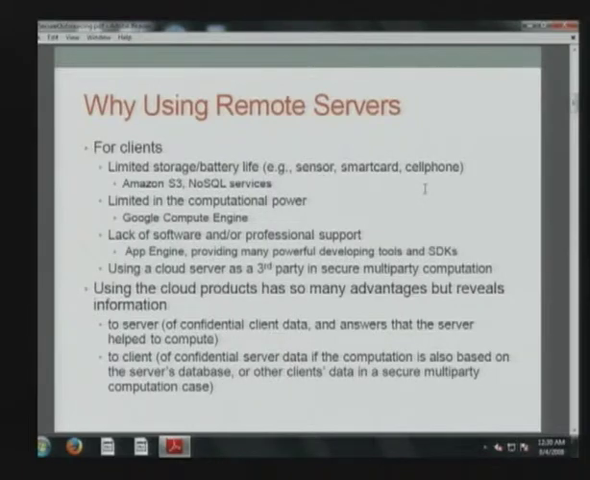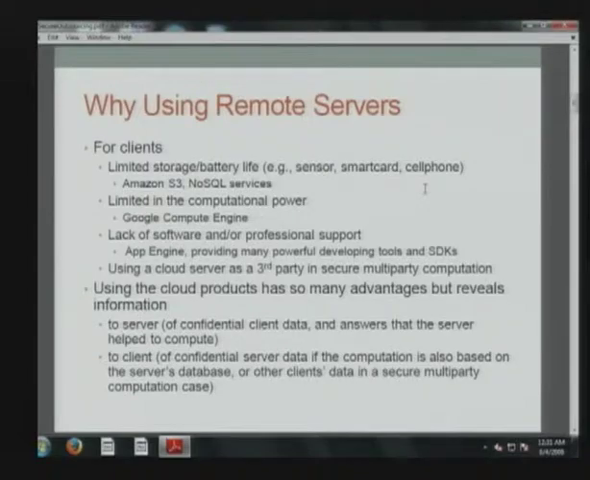As we can tell, using cloud servers has so many advantages. They can reduce cost, it's very convenient, and clients don't have to care about their SDKs and the management of their databases. But a lot of clients are still not willing to use cloud servers.